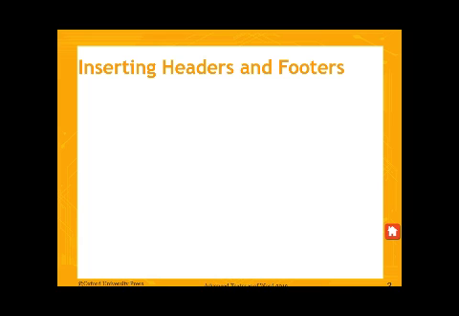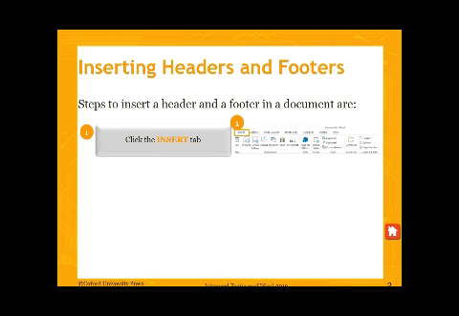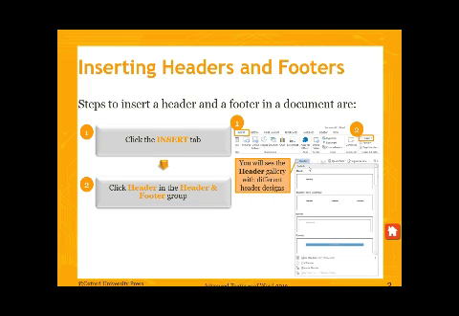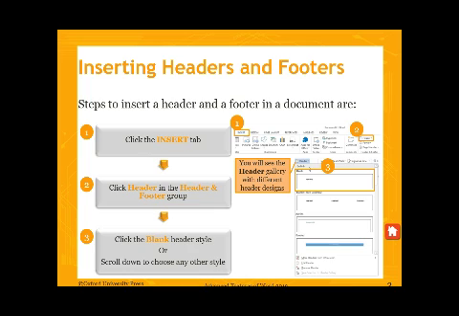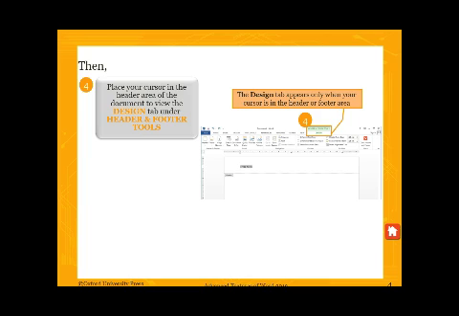Now let's understand how to insert headers and footers. Steps to insert a header and a footer in a document are: click the Insert tab. Click Header in the Header and Footer group. You will see the header gallery with different header designs. Click the blank header style or scroll down to choose any other style. Then, place your cursor in the header area of the document to view the Design tab under Header and Footer tools. The Design tab appears only when your cursor is in the header or footer area.